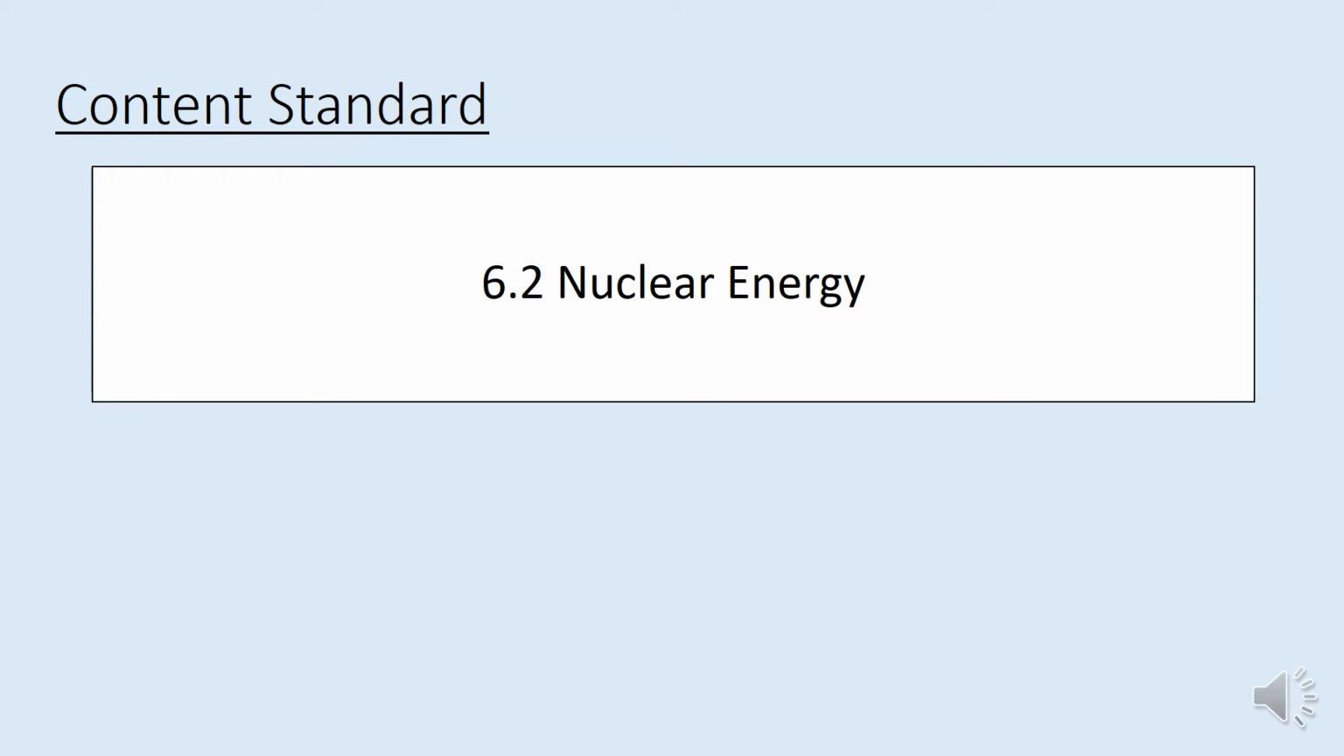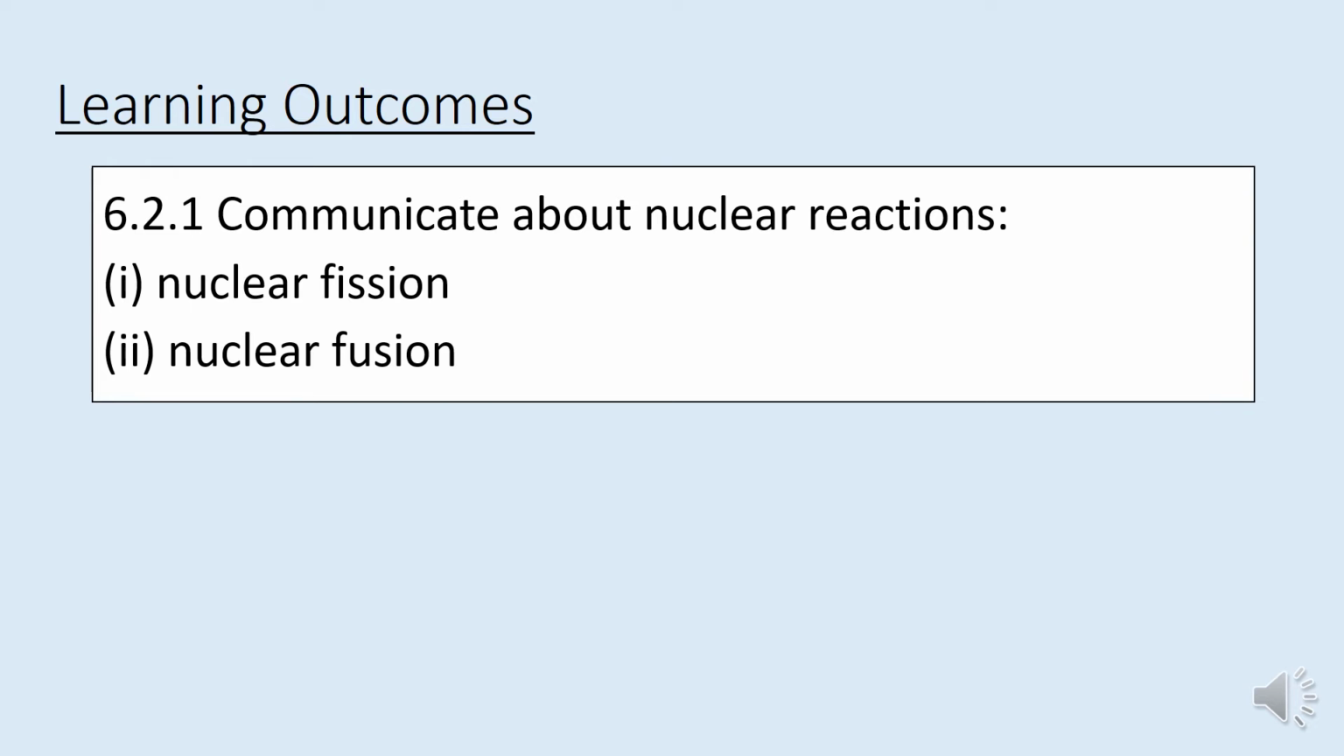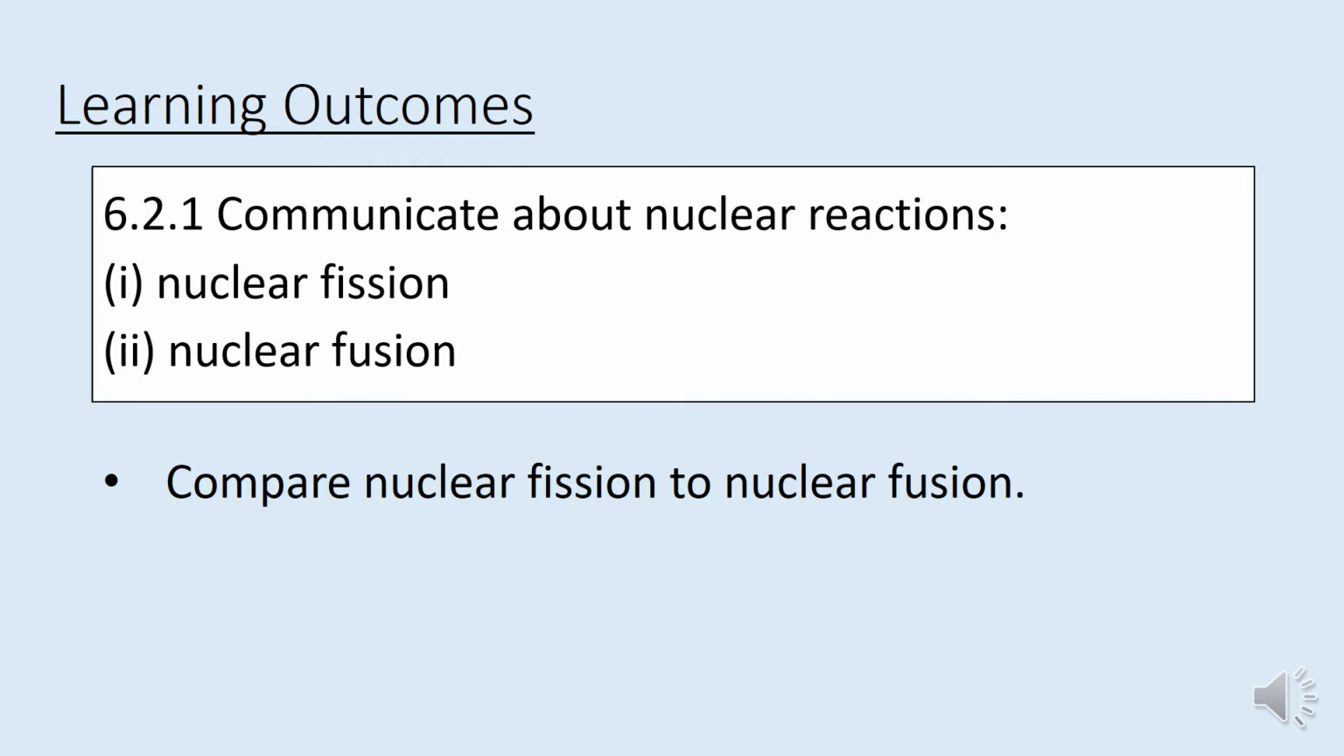In this video, we will be exposed to Content Standard 6.2 Nuclear Energy. There are two learning outcomes that will be covered in this video. The learning outcome that will be covered are 6.2.1 Communicate about nuclear reactions, which are number 1, nuclear fission, and number 2, nuclear fusion. At the end of this lesson, all of you should be able to compare nuclear fission to nuclear fusion.